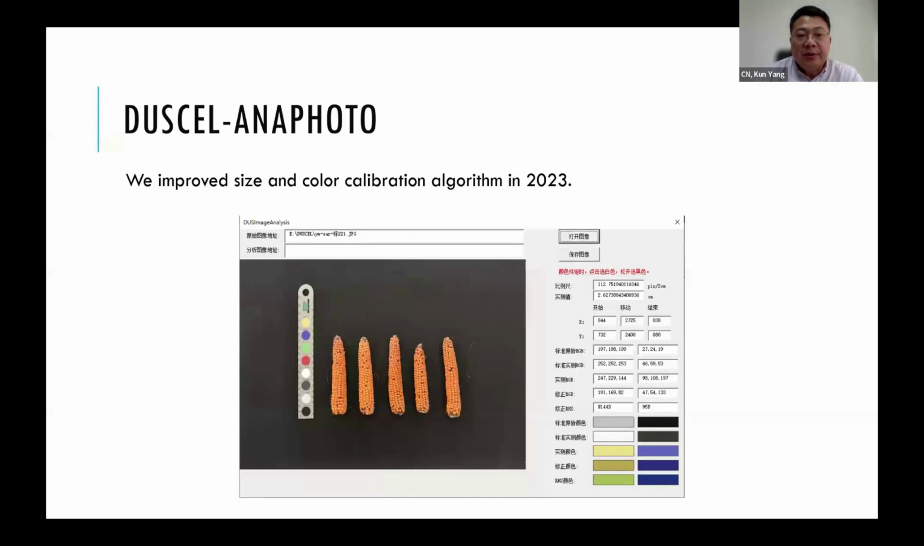Next. And with our new ruler and calibration algorithms, we could get the color, and also have the right color. This right color could be less than 20 RGB distance. Next.